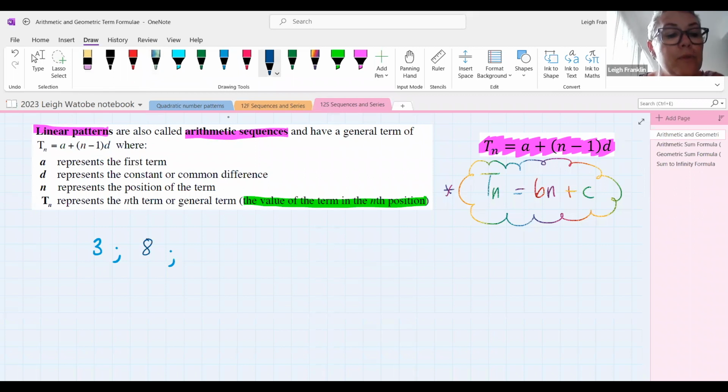3, 8, 13, 18. If I say I have an arithmetic sequence, 3, 8, 13, 18, what I am saying is that term number 1 is 3. Term number 2 is 8. The term in the third position is 13. The term in the fourth position is 18. These are my n's, the positions of the term, and these are my T n's, the value of the term in that position.